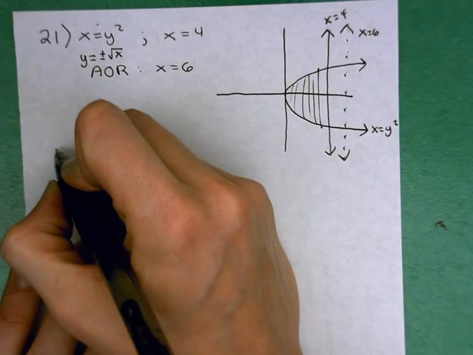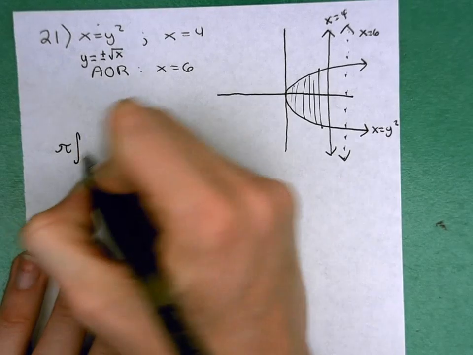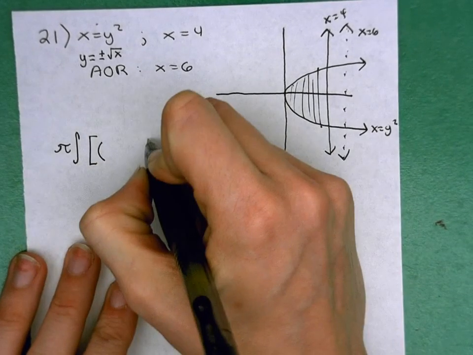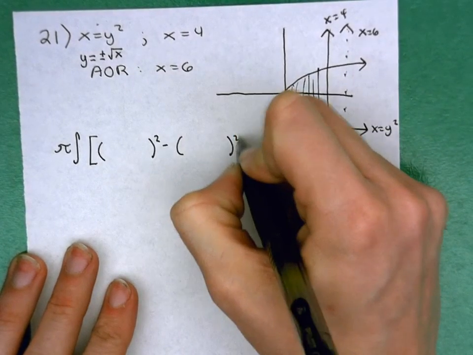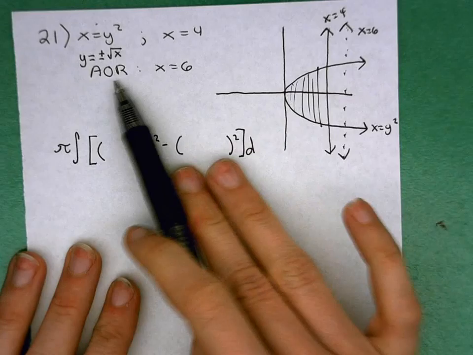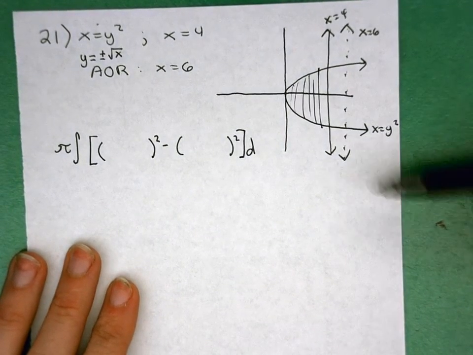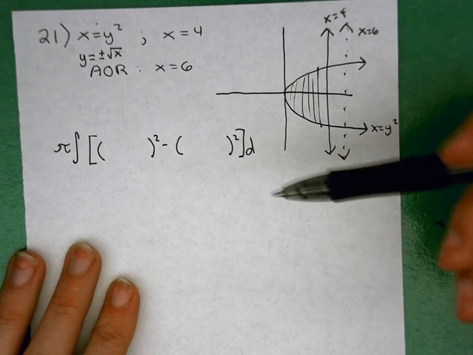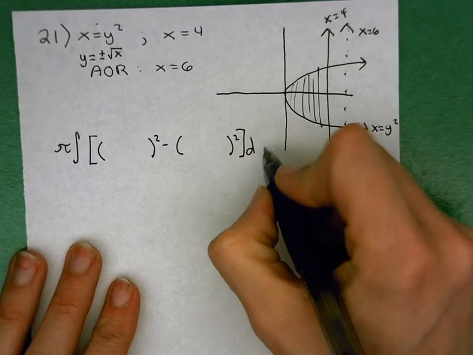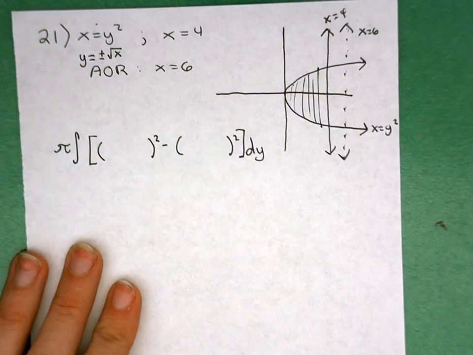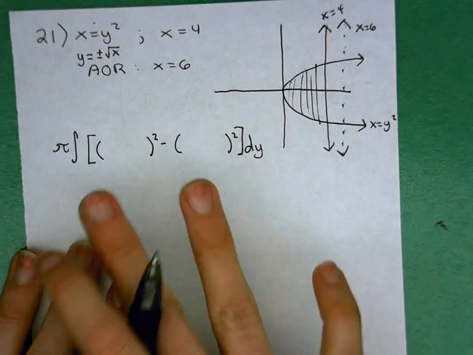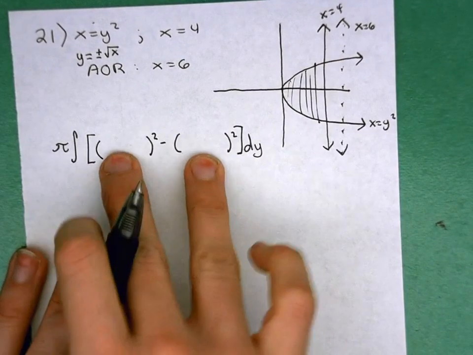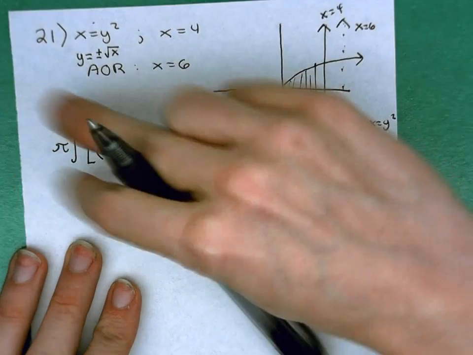Okay, so our formula is pi integral big R squared minus little r squared d something, and that something there is determined by the axis of revolution. In this case, my axis of revolution is x equals 6, which is parallel to the y-axis. So since it's parallel to the y-axis, I'm going to do dy. And since I'm doing dy, my equations need to be y's, and my bounds need to be y bounds.